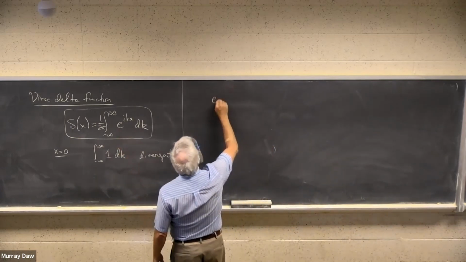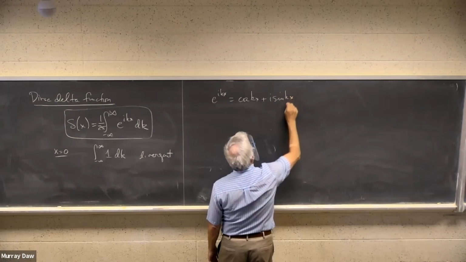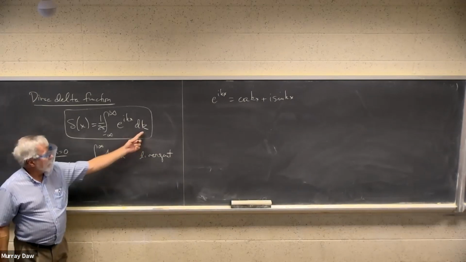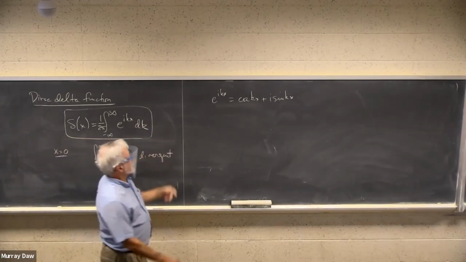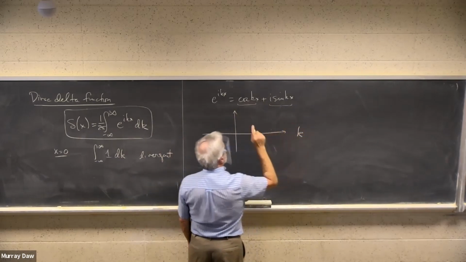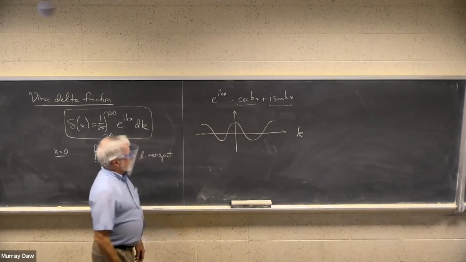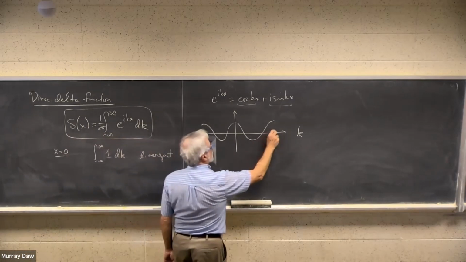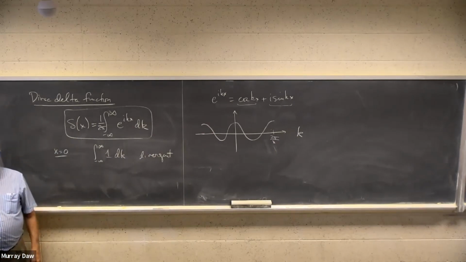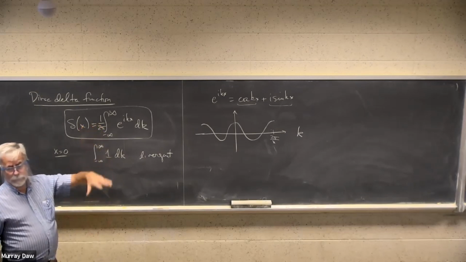Okay, so let's suppose that x is not equal to 0. Let's look at it this way. Let's write this in terms of the Euler relation, like this. And we're going to find the area under this function, integrating with respect to k. So let's plot this. Let's plot the real part and then plot the imaginary part. So the real part looks like this as a function of k, where x is not equal to 0, where this distance here is 2 pi over x. So what's the area under that curve? That's just as much positive as negative.